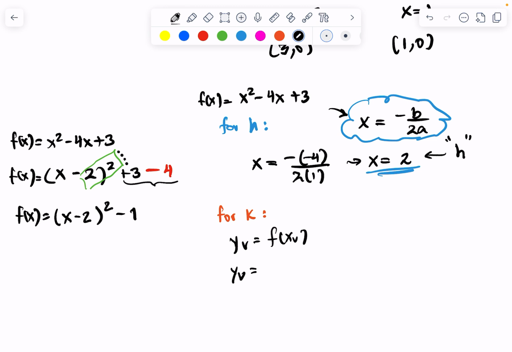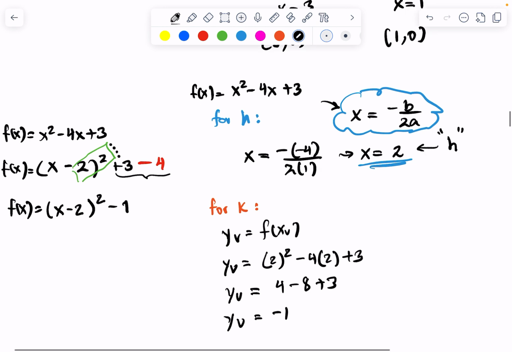Knowing that x is 2, this is a simple function to evaluate, right? So it's 2 squared minus 4 times 2 plus 3. And then you do the arithmetic. This is going to be 4 minus 8 plus 3. That's negative 1. If you're asking yourself why I'm putting that v, it's because I'm used to talking about the k value as the y coordinate of the vertex, okay?